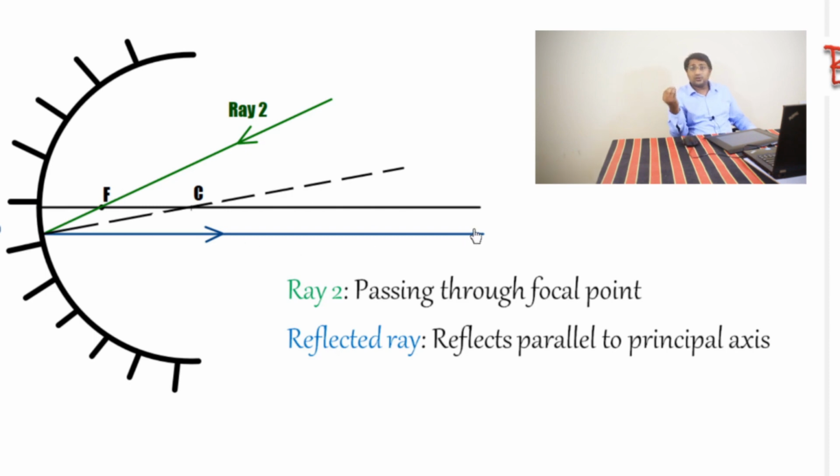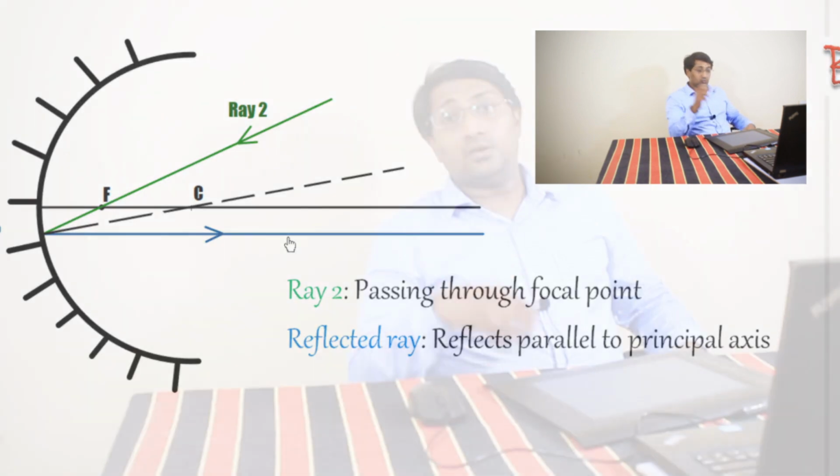Again, this is not a rule. It's based on geometry and Fermat's principle. Now I have the normal line, the black dotted line again over here between the incident point and center of curvature. And again you can see the angle between the incident ray, the green one, and the black one, and the angle between the reflected ray, the blue one, and the black one. The incident angle and the reflected angle are again the same. So it's again Fermat's principle and geometry. So that's with ray 1 and ray 2. We'll get to ray 3 a little while later.